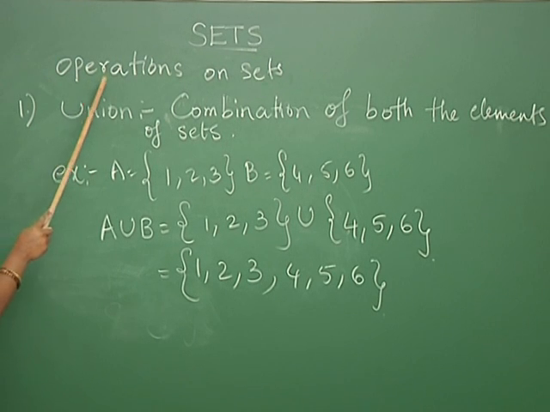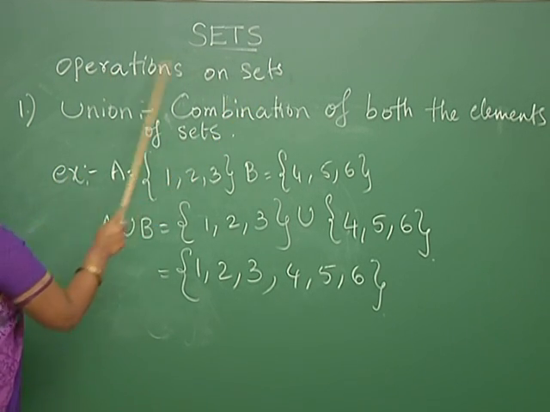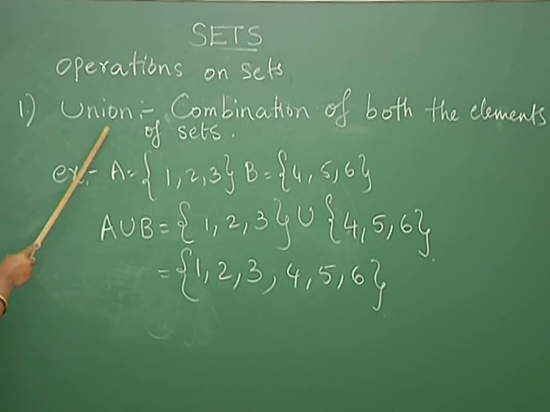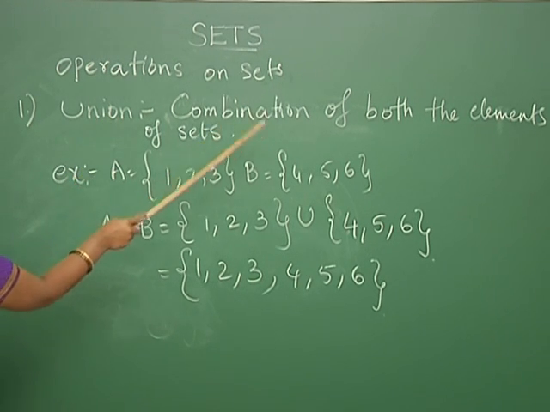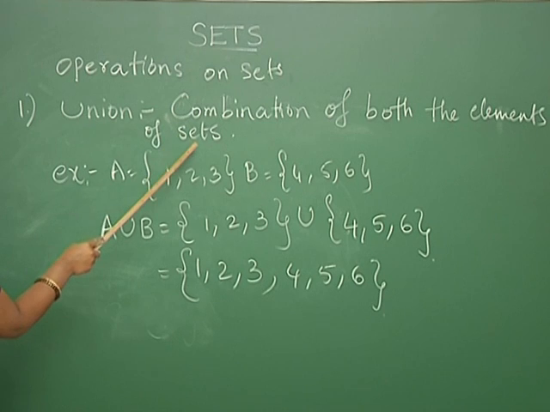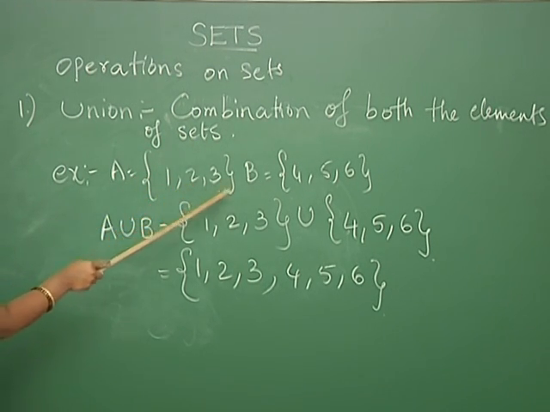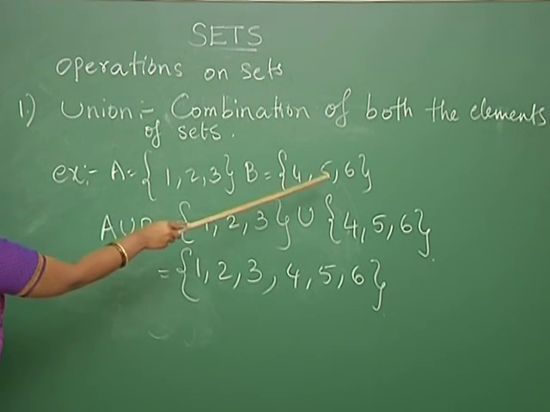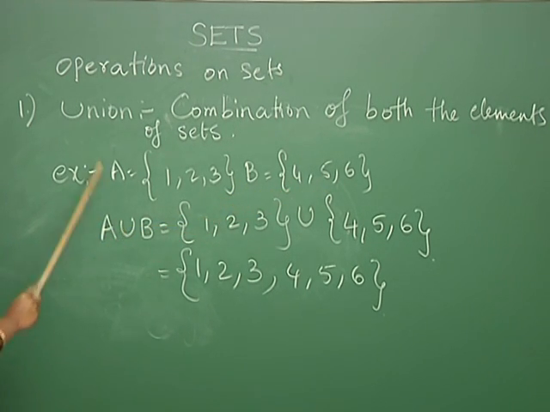Now we are going to start operations on sets. So the first operation is union. Union is nothing but the combination of the elements of both sets. Let us take the example. A is equal to set of 1, 2, 3. B is equal to set of 4, 5, 6. A union, union is the word, we will indicate by the symbol U.